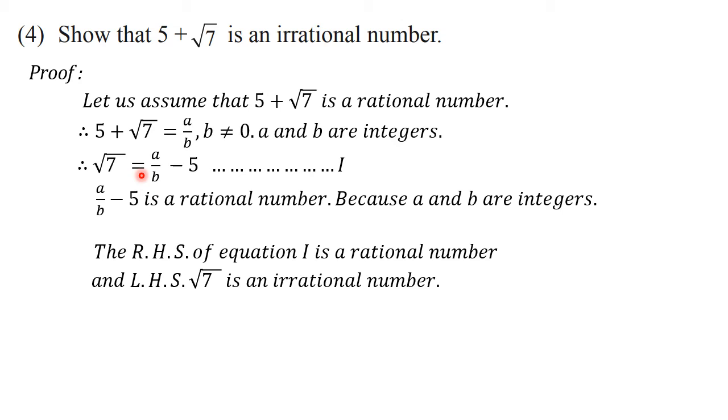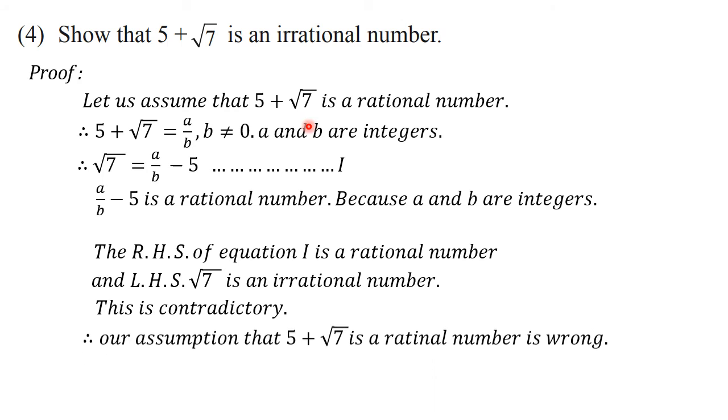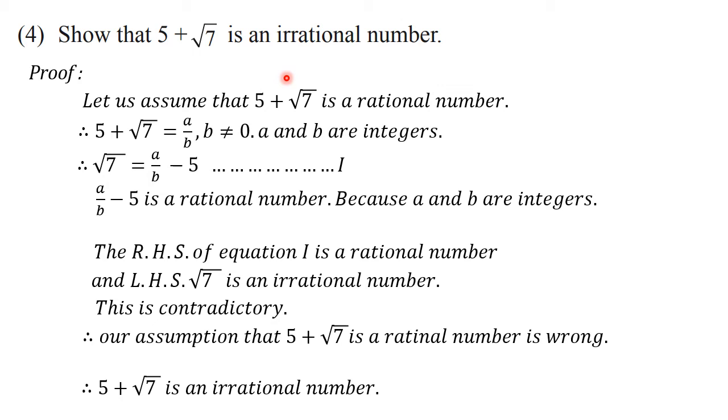Okay, so we can say that this is contradictory, and this contradiction arose because of our wrong assumption. That means here whatever we assumed is wrong. Our assumption that 5 plus root 7 is a rational number is wrong, and therefore whatever is given is correct. Therefore we can say that 5 plus root 7 is an irrational number.